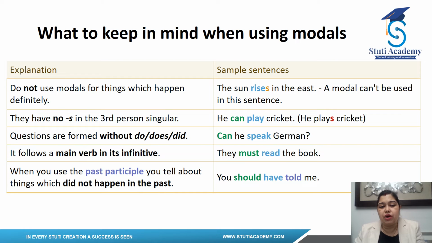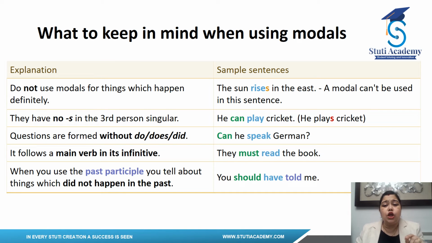It follows a main verb in its infinitive. Now, when I'm talking about infinitive, it's an action that is happening and we don't know when it will end. So they must read the book. So I'm saying it is required. They must read the book. Reading is an activity that is happening, but right now I don't know when they will finish, when they will complete reading the book. So they must read the book. Okay. When you use the past participle, you tell about things which did not happen in the past.